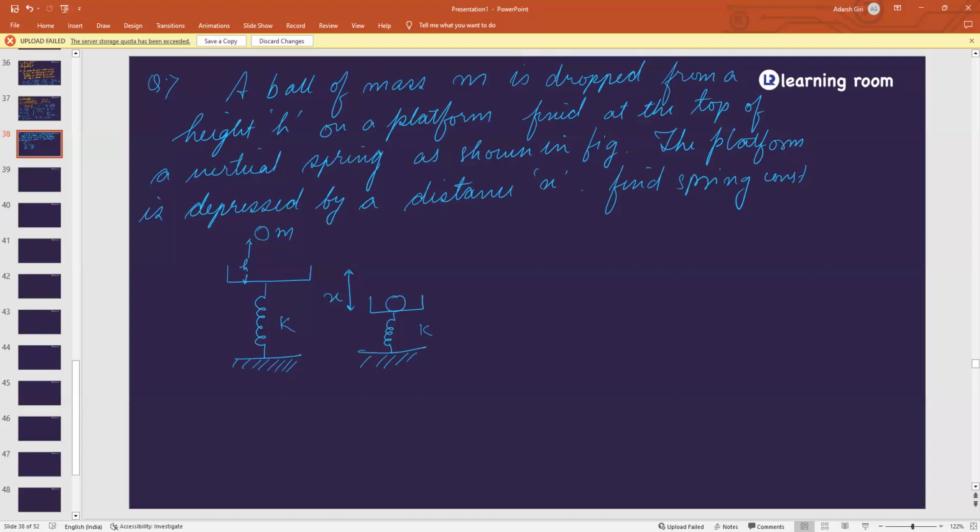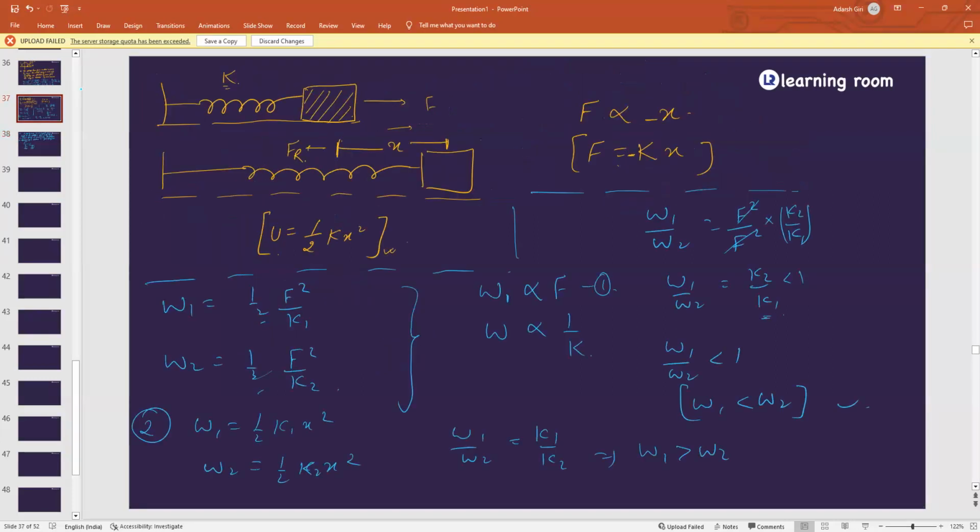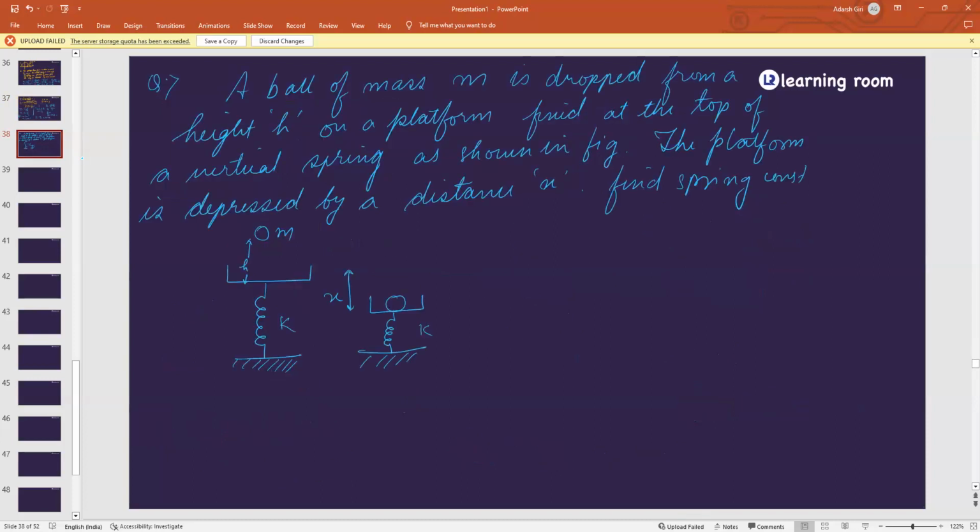Energy stored in the spring, half kx square, because due to this decrease in potential energy of the platform, there was some decrease in height of the spring also, and it stored some energy, half kx square. We just now studied, whenever there is a displacement in the spring, it stores energy, that is half kx square. And same thing happened here. Due to this fall of ball, the spring got displaced by x amount, so it will store some kind of energy. And who gave that energy? Potential energy gave that energy. Yes or no?